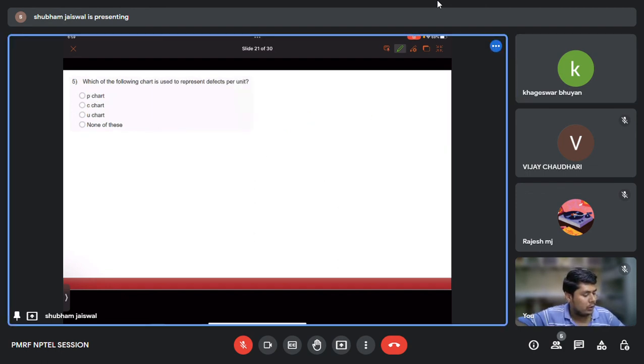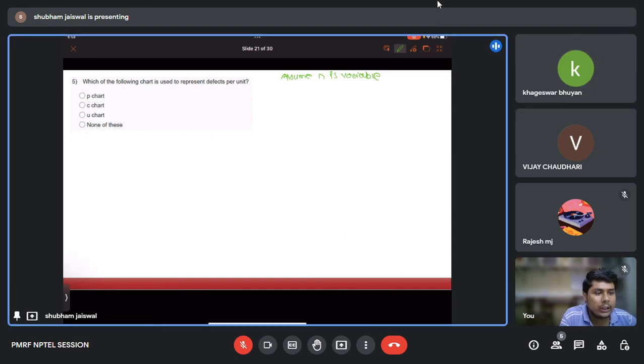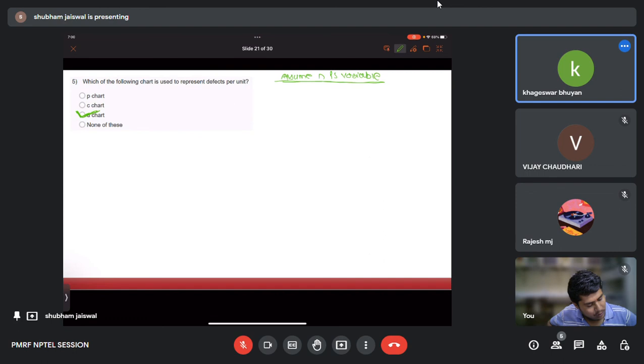So next question is: which of the following charts is used to represent the defects per unit? Assume n is variable. Rajesh, same question. Okay, P chart. Yeah, Mr. Rajesh, this is the same question. Here, for your understanding, I have mentioned that n is variable. So if n is variable, which chart will we use? It will be our U chart.